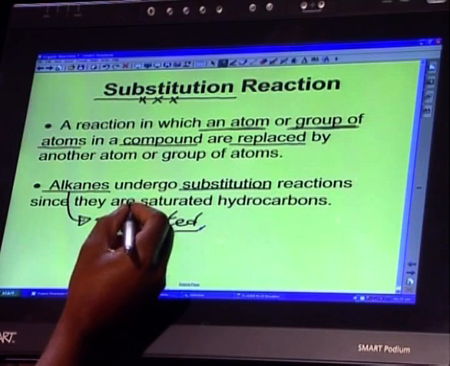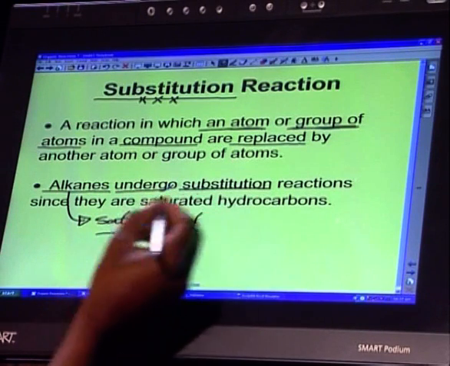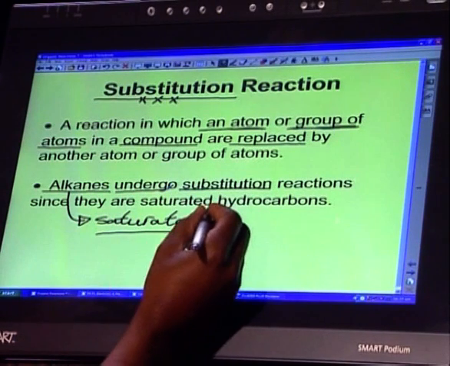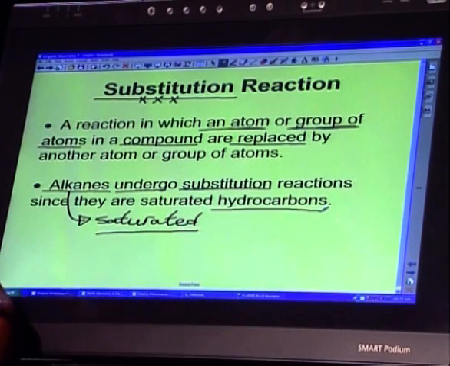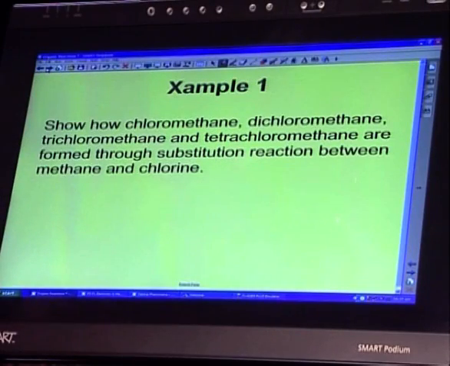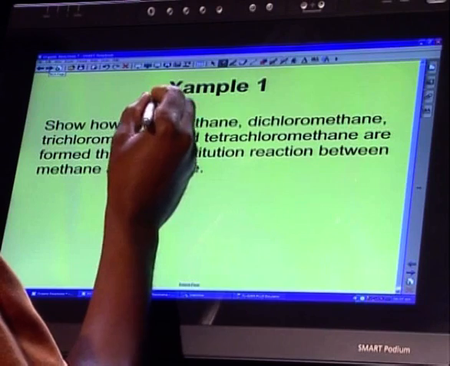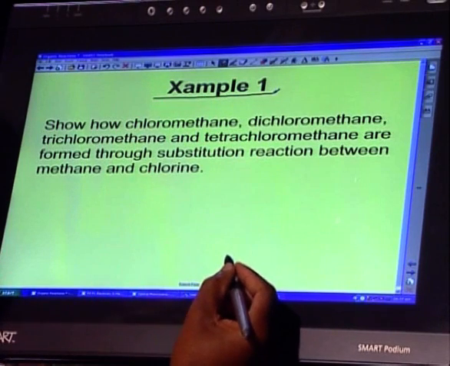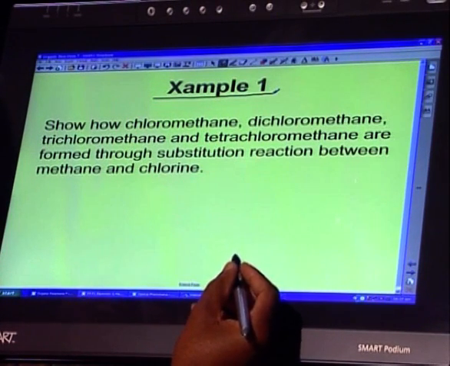So that is what is meant by saturation there. So alkanes are saturated, so they undergo substitution reactions, since we don't have anything to prolong them, to get them into something else. If we want to change them into something in their current state, we need to replace what is available. Now let's quickly look at this example here that will show us what we mean by substitution.